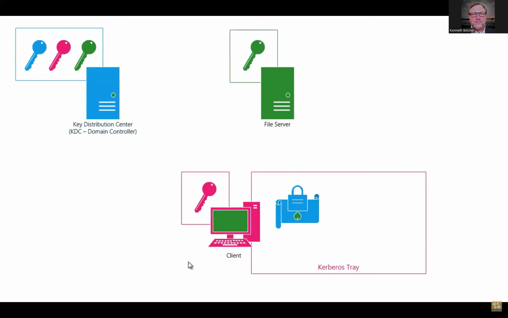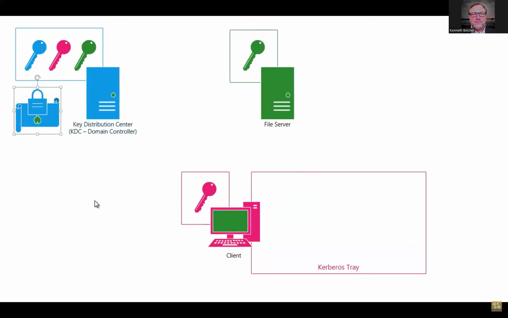Okay, so now the client is logged on, they're ready to go, and they're ready to get to something on a file server. So my computer looks at my Kerberos tray and says, well, you don't have a ticket for the file server. So we're going to go back to the key distribution center, and what we're going to do is send it this ticket granting ticket along with a request. Hey, I need a ticket for the file server.